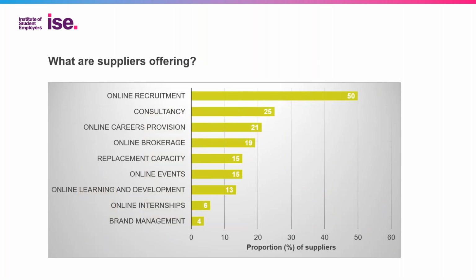So what are these suppliers offering? Generally, they're offering services about moving parts of your recruitment and development provision online. That's the biggest cluster of activities that suppliers are offering, particularly in this period, and it gives us a really good indication of how employers are responding to this situation. However, there are also suppliers offering consultancy, branding, advice, and some offering replacement capacity where firms have found that they've had too many people off sick.